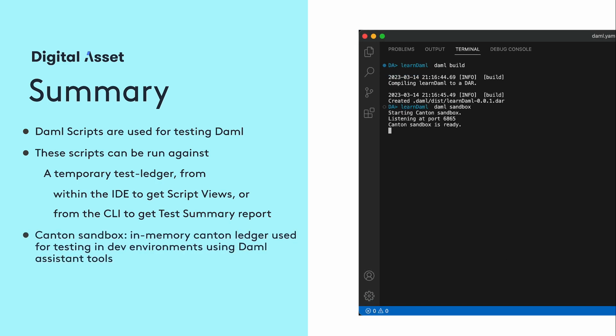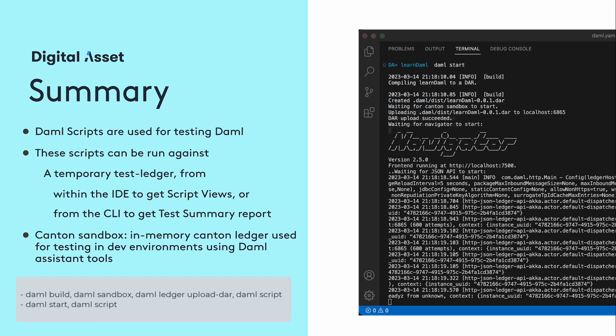If we want to run our scripts against a Canton Sandbox environment, then Daml offers two ways to do that. First, using a set of tools in a sequence: Daml build, Daml Sandbox, Daml upload-dar, and then Daml script. And second, using Daml start followed by Daml script.